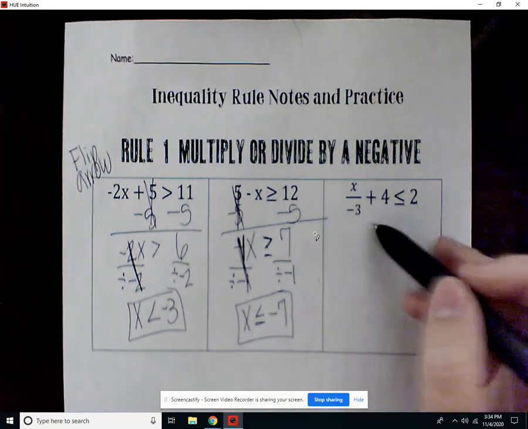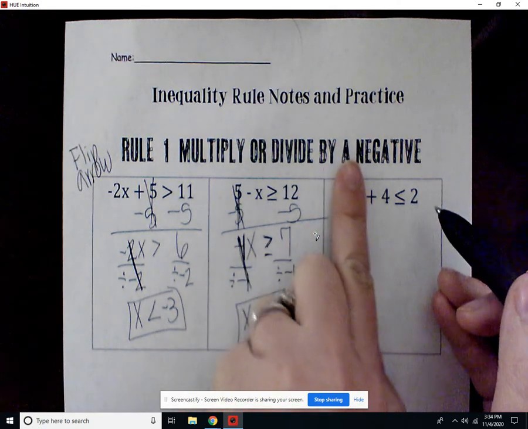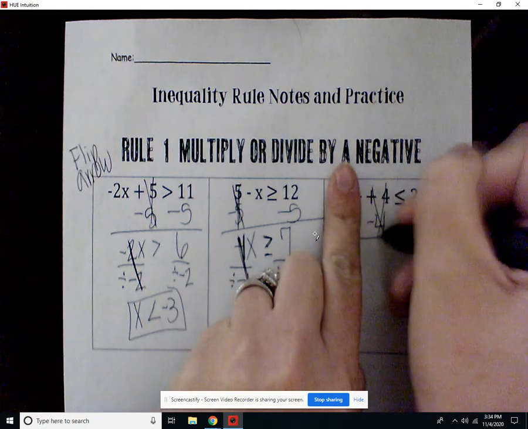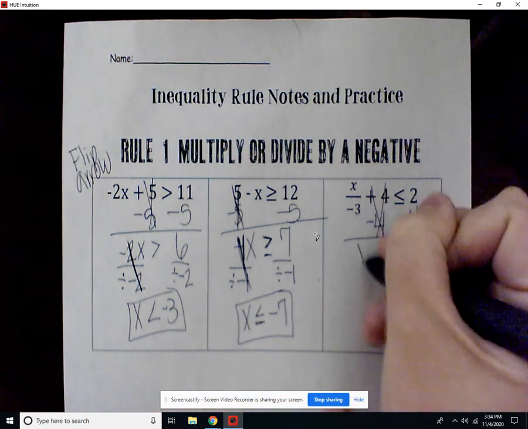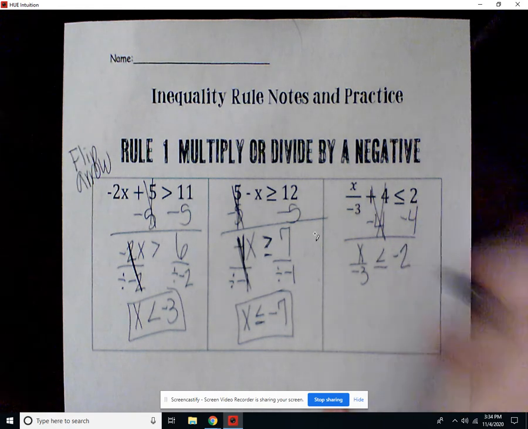Then we have x over negative 3 plus 4 is less than or equal to 2. So again, cover up our letter. Opposite of plus 4 is minus 4. Those will cancel. Bring down x over negative 3, our arrow. 2 minus 4 is negative 2.